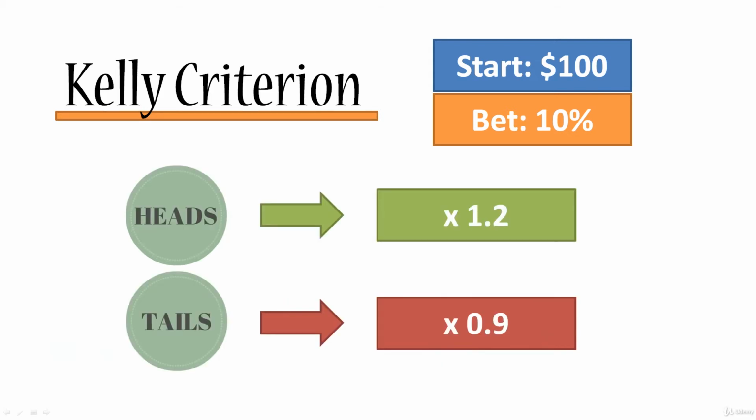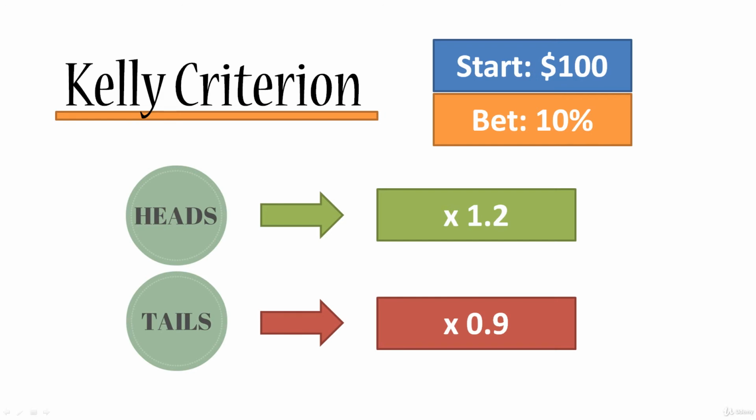Why order doesn't matter is because every time you get heads, what you're doing is you're multiplying your current balance by 1.2. Every time you get tails, you're multiplying your current balance by 0.9. So if you had 100 and you get heads, your balance is now 120. So that's a coefficient of 1.2. If you get tails, your balance is 90, and that's a coefficient of 0.9.